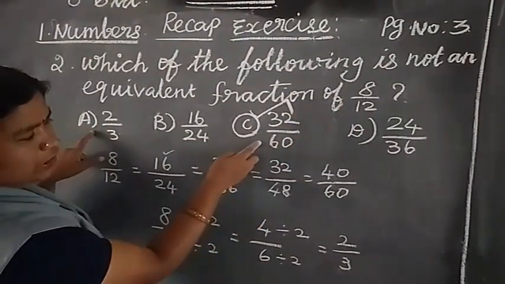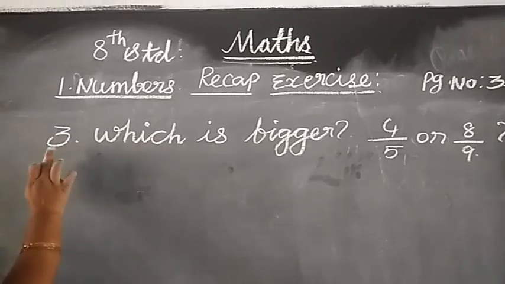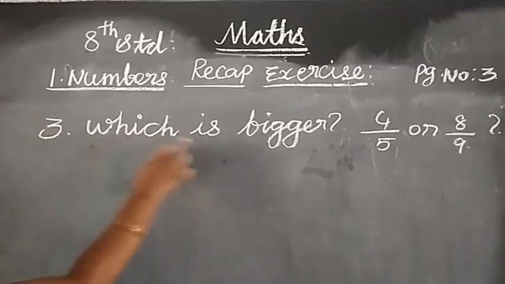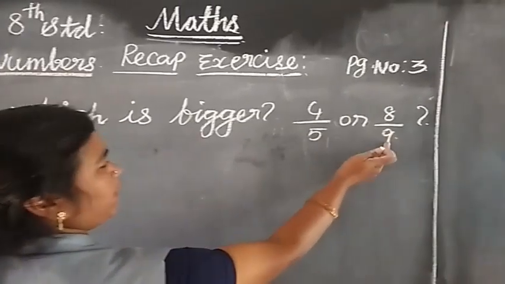So the answer is 32 by 60. Now we are going to see the third sum. Which is bigger, 4 by 5 or 8 by 9?